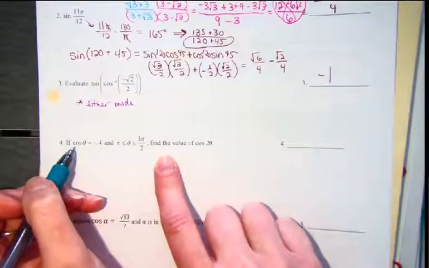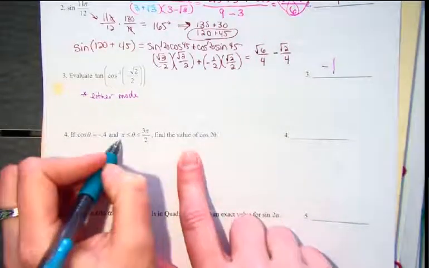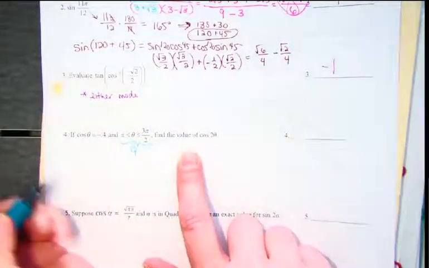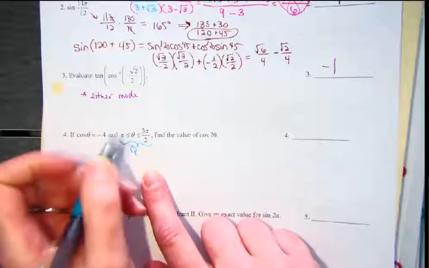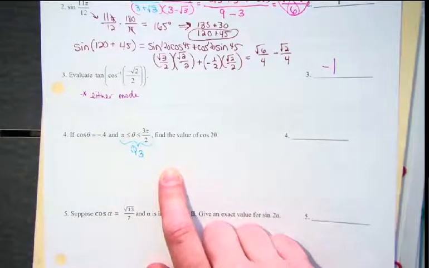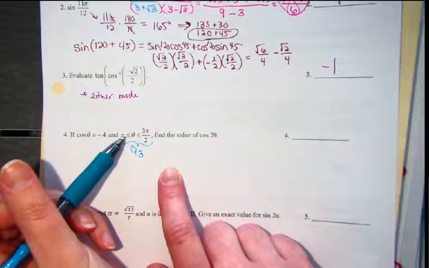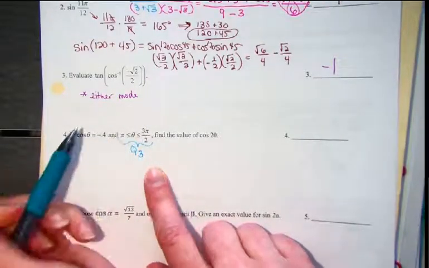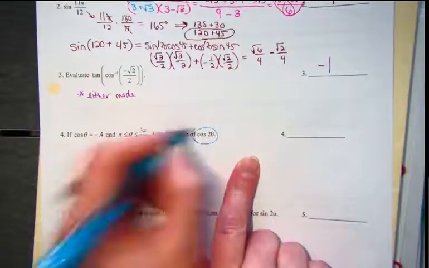Question 4 starts me off with a cosine value and tells me that we are in a certain quadrant. What quadrant are we in? Awesome. So we're somewhere between 180 and 270 degrees. We should be in quadrant 3. It's asking me for the value of cosine of our double angle.